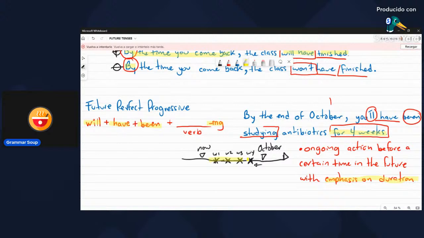So it's gonna take some time, before October, just for 4 weeks. And those are the 4 different tenses. Now, let's go to the test.